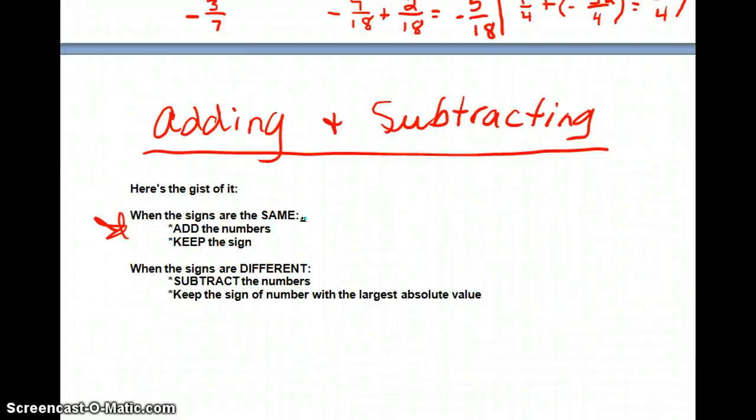It's all about the signs. When they're the same, you add. When they're different, you subtract.